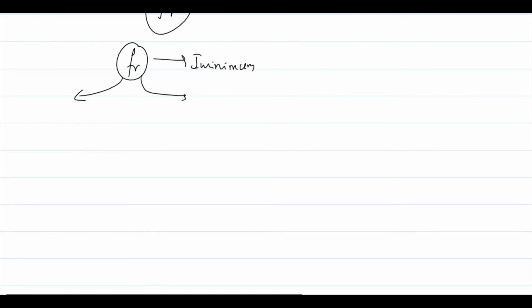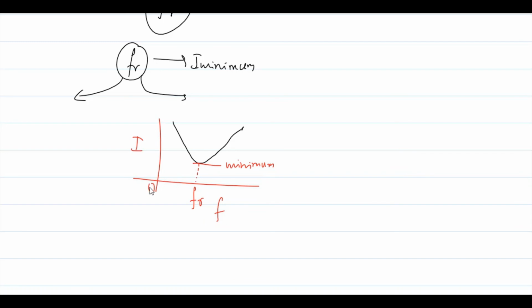If you look at this graph for current versus frequency, here we have the current I and this is the frequency. We get the graph like this. Here you can see the current at a particular frequency is almost minimum. This is the minimum current. This frequency is called FR, the resonance frequency. This is the origin, this is the current axis, and this is the frequency axis.